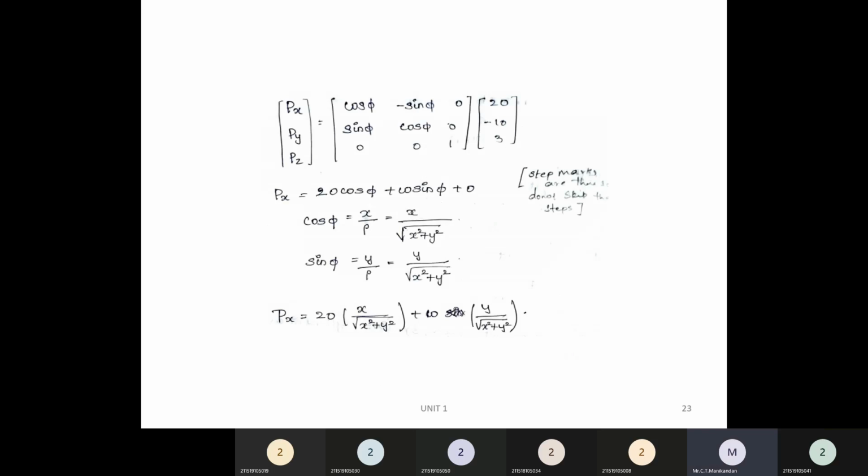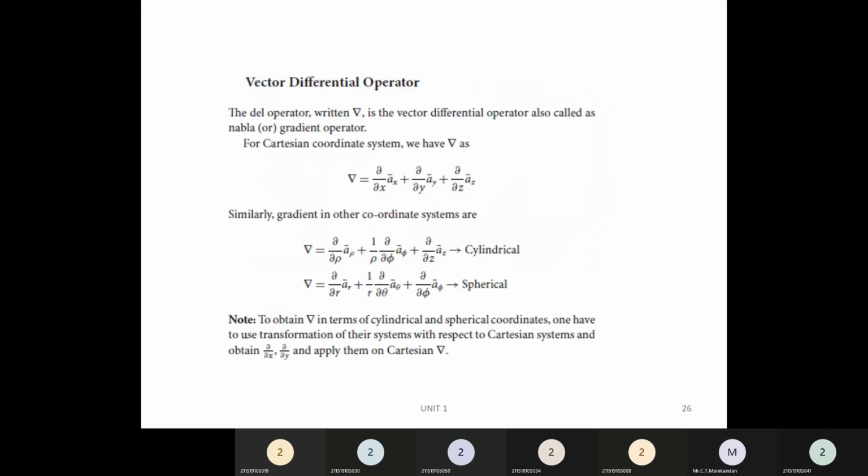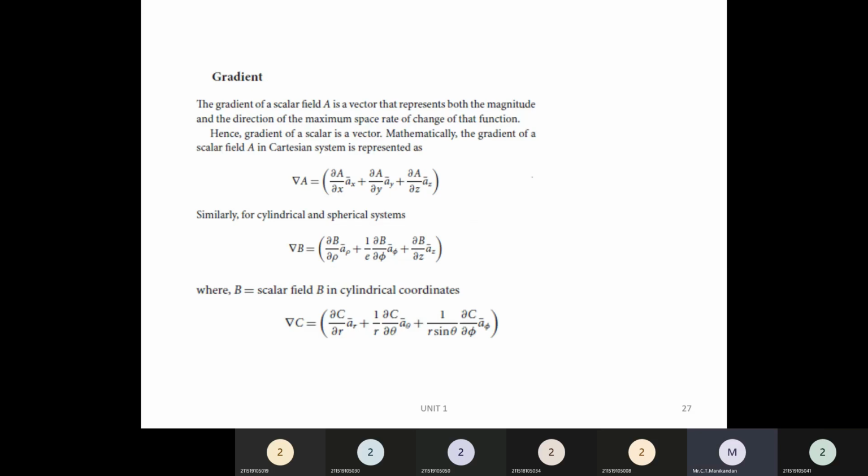So now we can straight away go for the gradient, divergence and curl. These are the basic things related with your electromagnetic fields. The transformation of vectors concept will also be an important part, but along with that we have the gradient, divergence and curl here. Okay, so the gradient is nothing but the del operator. We will be having the del operator here, and this is the gradient. The gradient of a scalar field always represents the magnitude and direction of the maximum rate of change of that function.